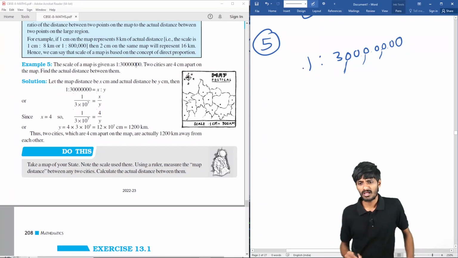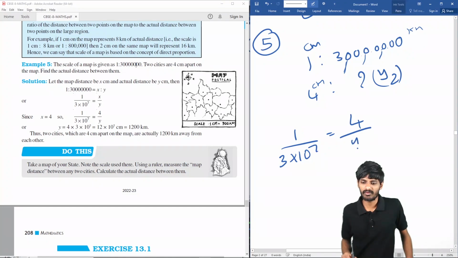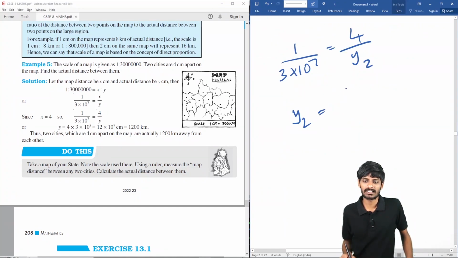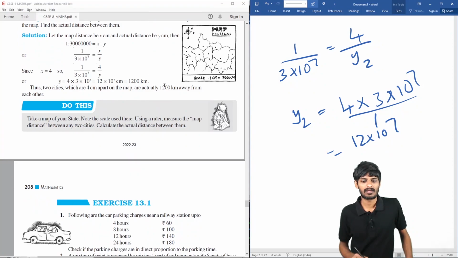Okay, so for 1 centimeter the real distance is like that, in kilometers, and for 4 centimeters what is the distance, what is the y2? So again the formula which we are using, 1 divided by 3 into 10 power 7 is equal to 4 divided by y2. So what we want is y2, and it is simply 4 into 3 into 10 power 7 by 1, and 4 threes are 12 into 10 power 7. Okay students, you have to write like this, and it is 1200 kilometers. That's it students.